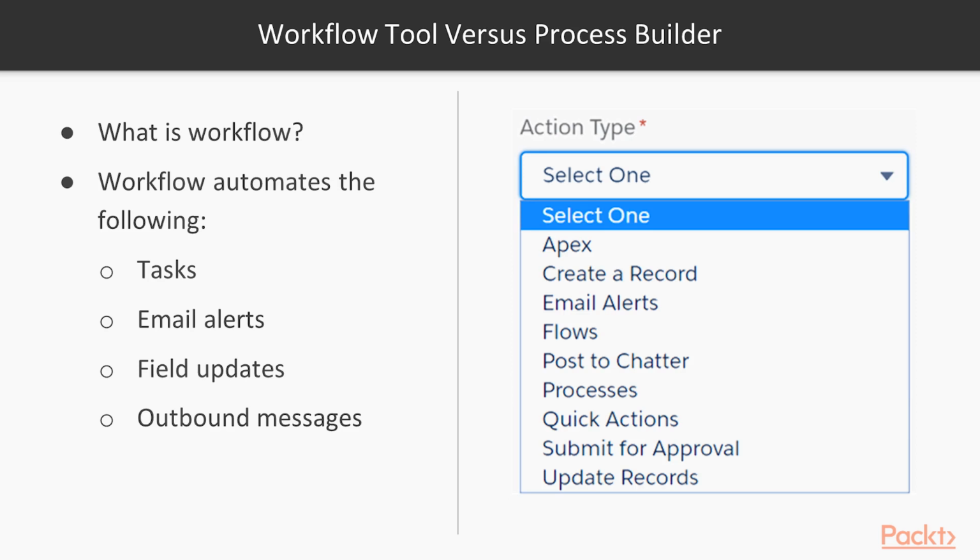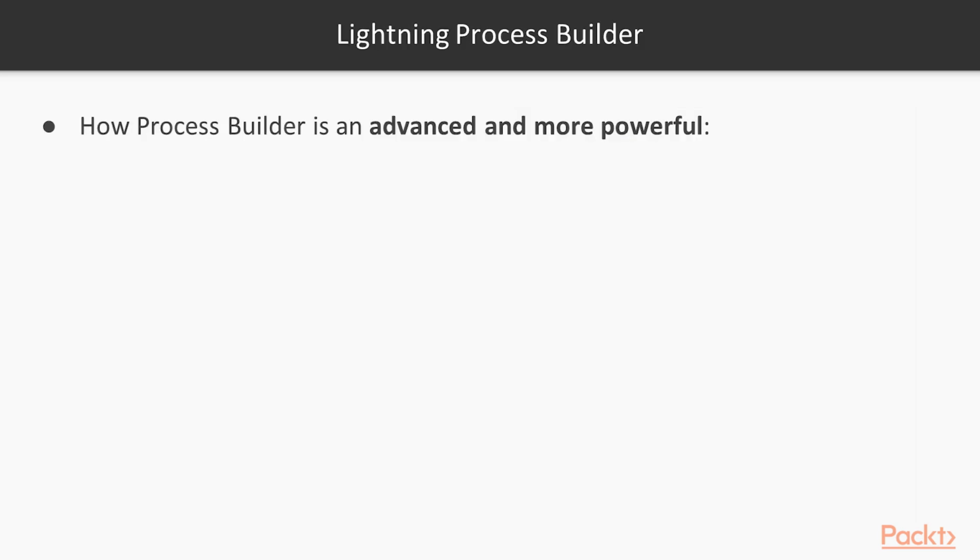Along with task creation, email alert, and field update, I can use Apex code. I can create any record, not only a related record. I can launch a flow, I can post to Chatter, and I can call another process from one process. Then I can use a quick action and I can submit for approval. Of course, update record. How can I say the Process Builder is advanced and more powerful?